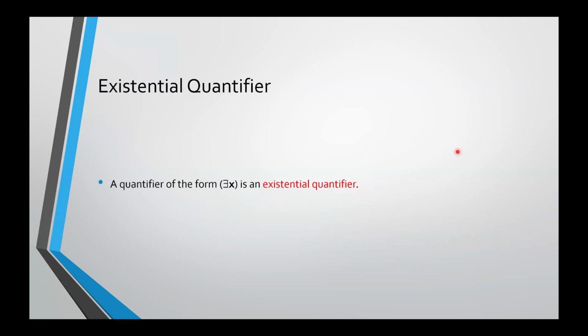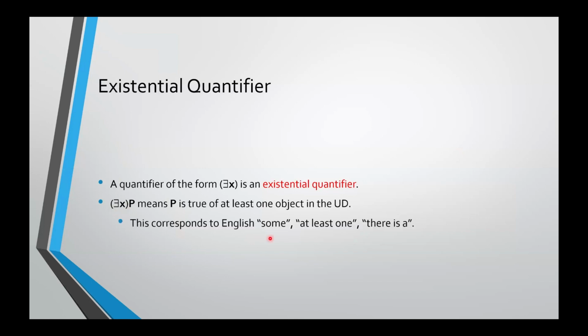The second type of quantifier is called the existential quantifier. And what this means is that the formula that it's in front of is true of at least one object in the universe of discourse. So the universal quantifier says that the formula is true of every object in the universe of discourse. This one just says that it's true of at least one. The way that this is usually read is there is an x. Or again, whatever variable you have, right? If it's a y, then it would be there is a y, etc. What this corresponds to is things like at least one, there is a, or some.